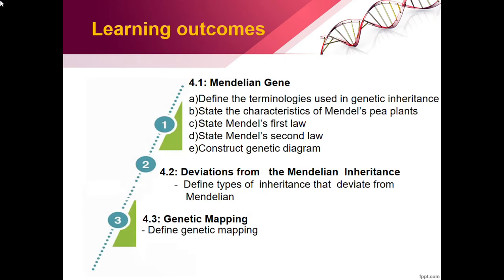There are learning outcomes related to the chapter. For 4.1, we need to define the terminologies used in genetic inheritance, state the characteristics of Mendel's pea plants, state Mendel's first law, state Mendel's second law, and construct genetic diagrams. For 4.2, we need to define types of inheritance that deviate from Mendelian, and for 4.3, we need to define genetic mapping.